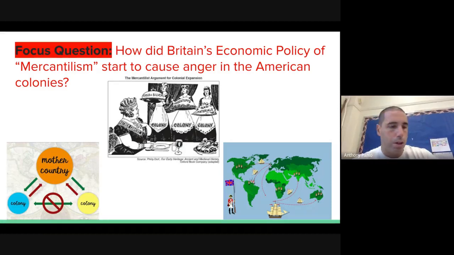If you notice the focus question, it's going to be a little complicated at first, and you have some pictures here that will not make sense, but I think by the end of the lesson it will. So, how did Britain's economic policy of mercantilism start to cause anger in the American colonies?